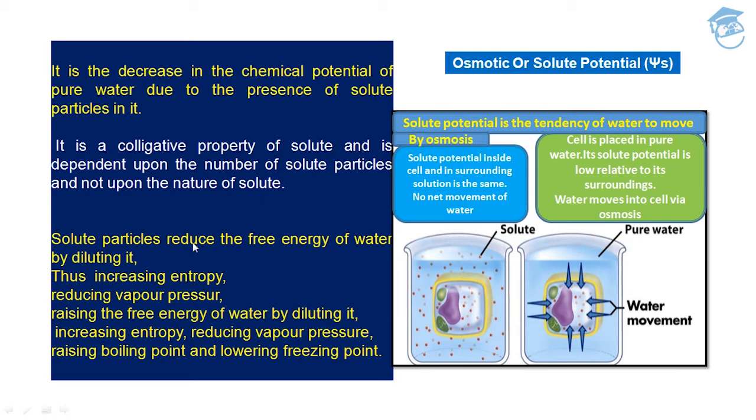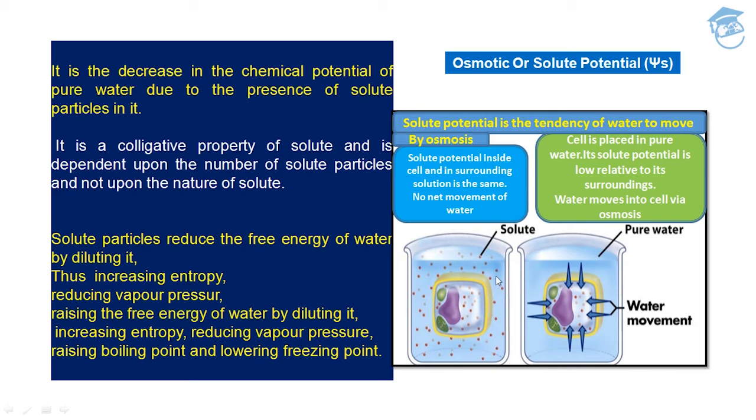Solute particles reduce the free energy of water by diluting it. Thus, it increases the entropy, and thus it reduces vapor pressure, raises the boiling point, and lowers the freezing point. So this is the solute potential, the tendency of water to move by osmosis.